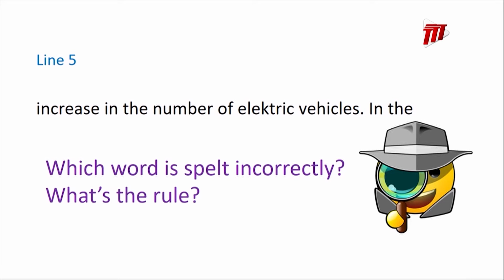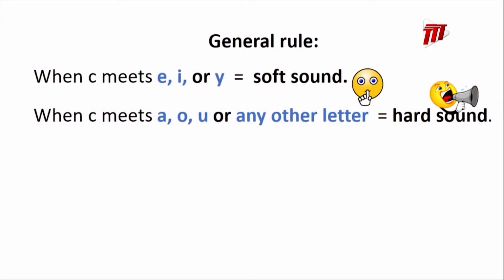What's the rule? It's the word electric. And here, the rule is the opposite of the one that we saw just now with recently. Now, electric is the word that is misspelled, so we circle it. And the rule goes, when C is followed by A, O, or U, which are the other vowels from the previous rule, and any other consonant or any other letter, then the hard sound is made.